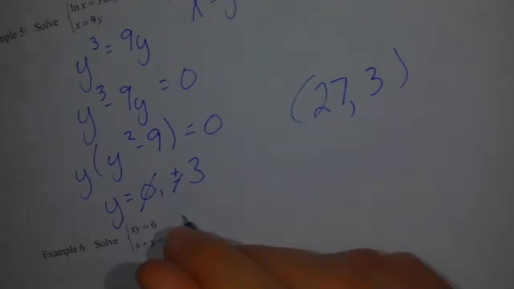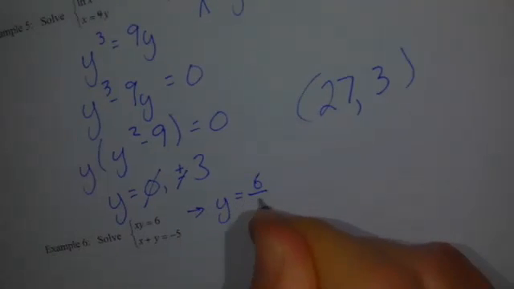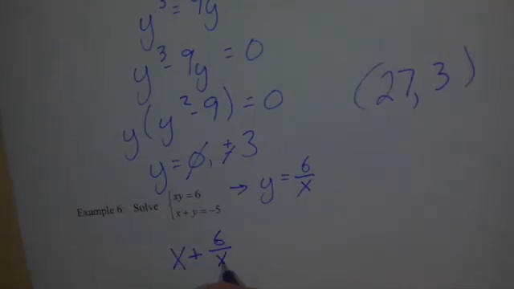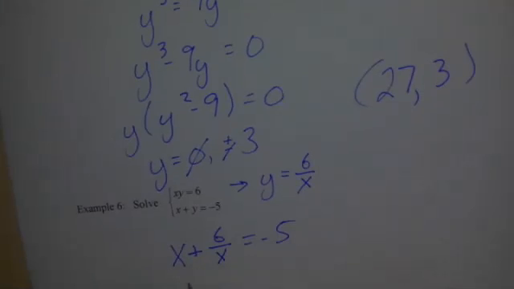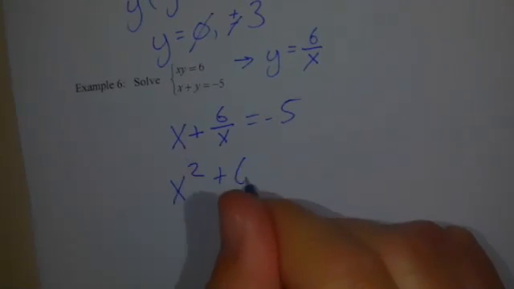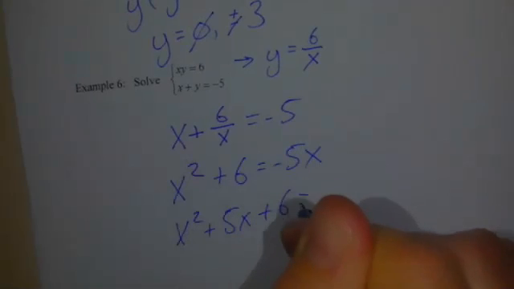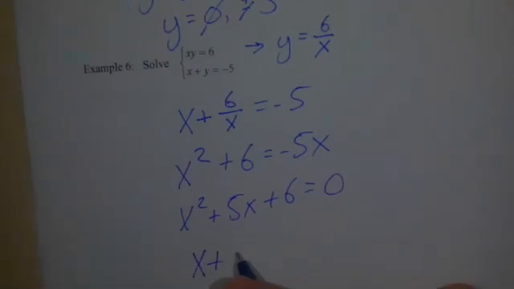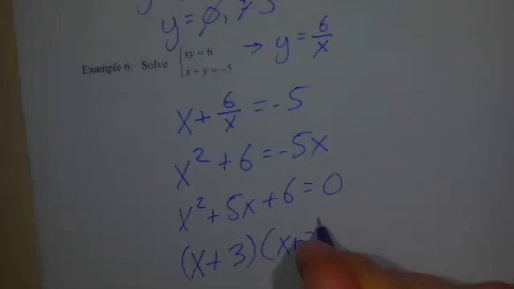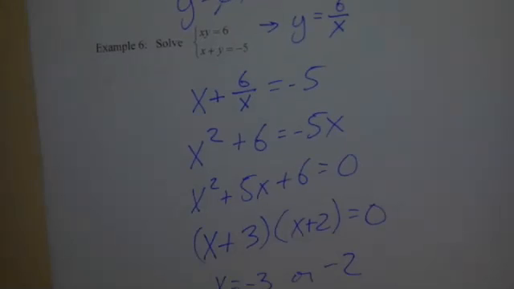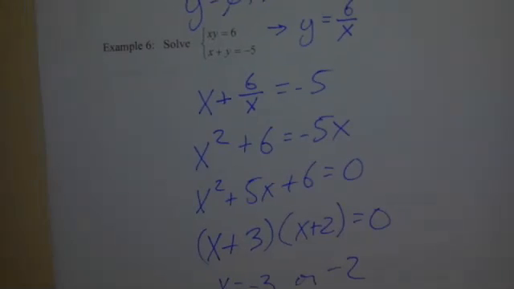Again, I am going to solve one of them. Let's say that y equals 6 over x. Let's write this as x plus 6 over x equals -5. Let's multiply everything by x. I'll get x squared plus 6 equals -5x. How about x squared plus 5x plus 6 equals 0? And x plus 3 and an x plus 2 should do the trick. x equals -3 or -2. The corresponding y values are -2 or -3. So some nice symmetry there.